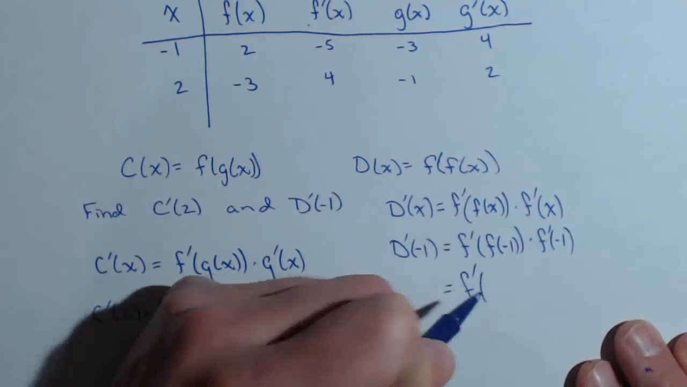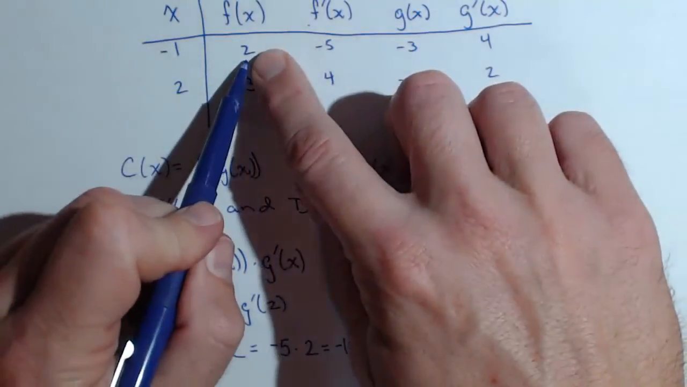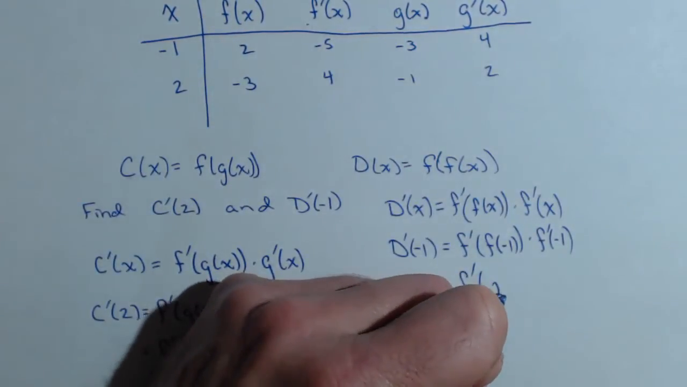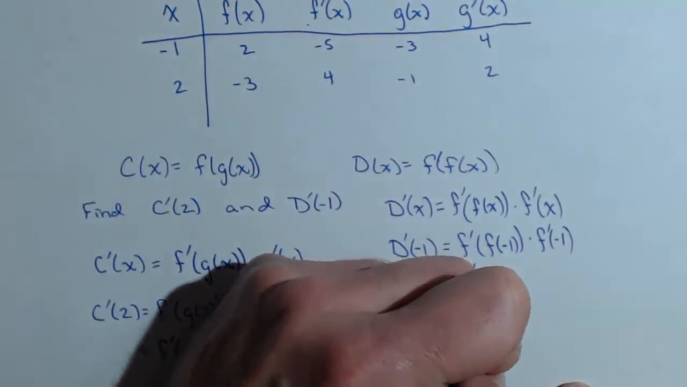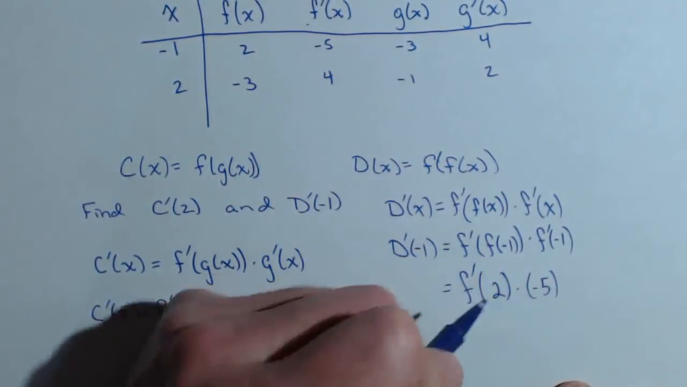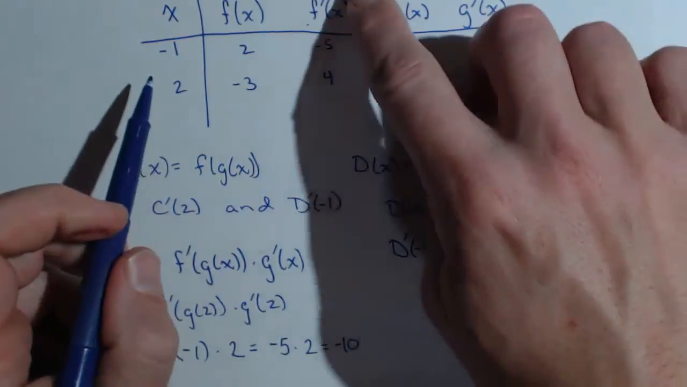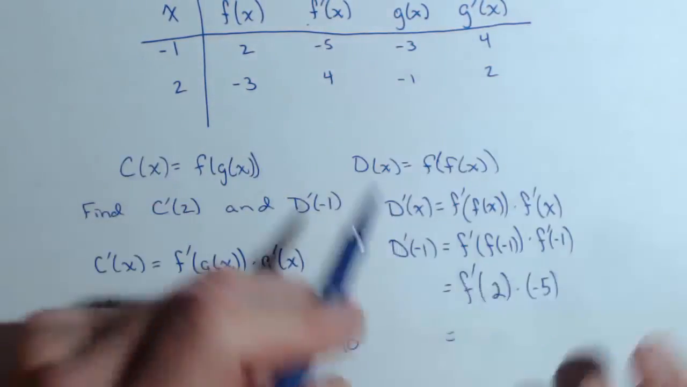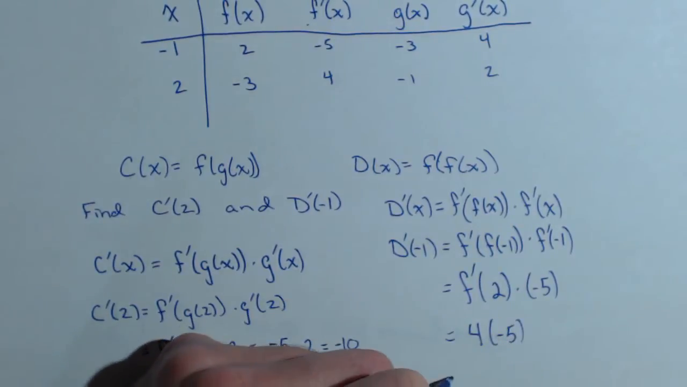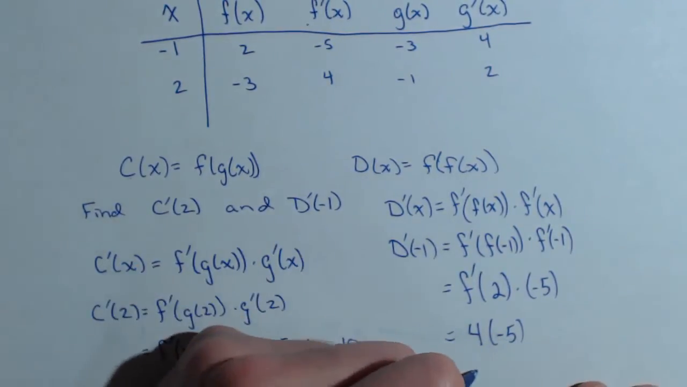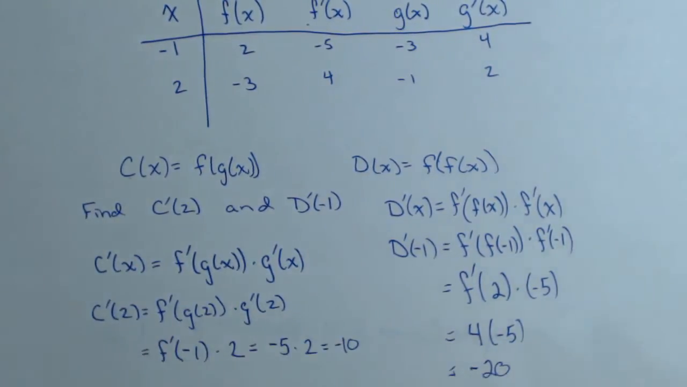So that's going to be f prime of f of -1, f of -1 is 2, and f prime of -1 is -5. So times a -5 there. So we still need f prime of 2, but that's okay. We have it right here. It's 4. So we have 4 times -5, or -20. So that's how we can apply the definition of the chain rule to this table.